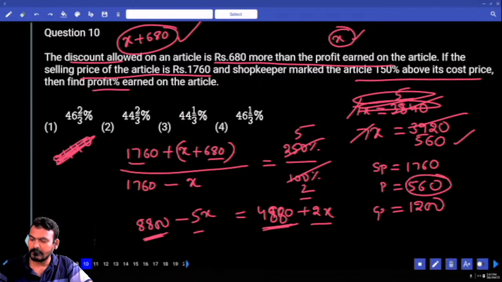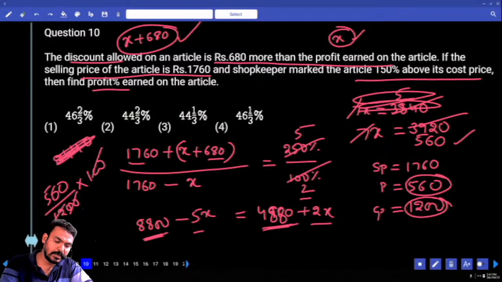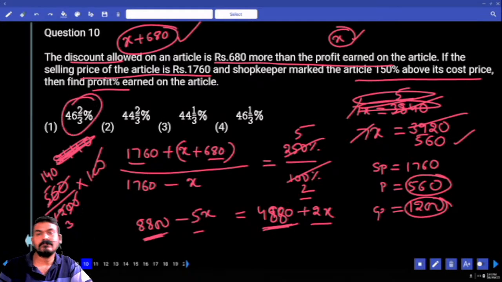What is the profit value? 560. It is calculated on which one? 1200. Means 560 by 1200 multiplied by which one? 100 or not? 2 zeros are cancelled. 4 how many times? Denominator 3 times. Numerator 140 times or not? 140 by 3. It is 46 2 by 3% or not? 46 2 by 3%.